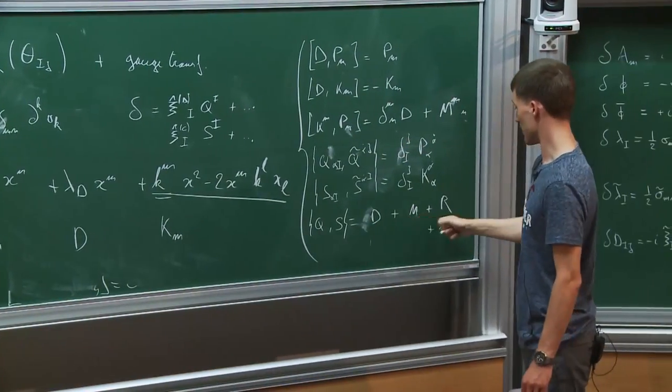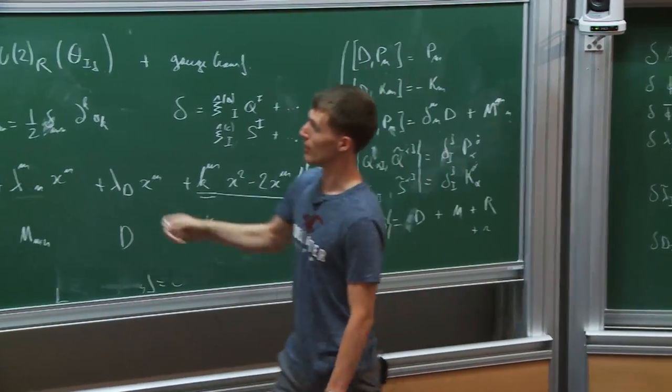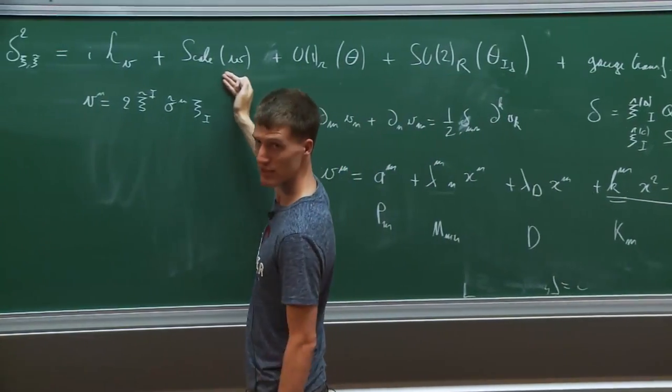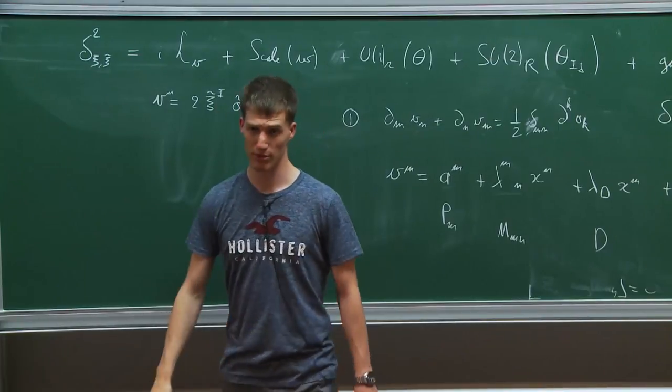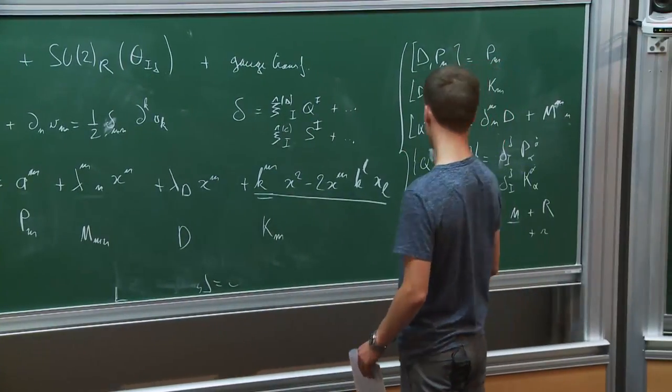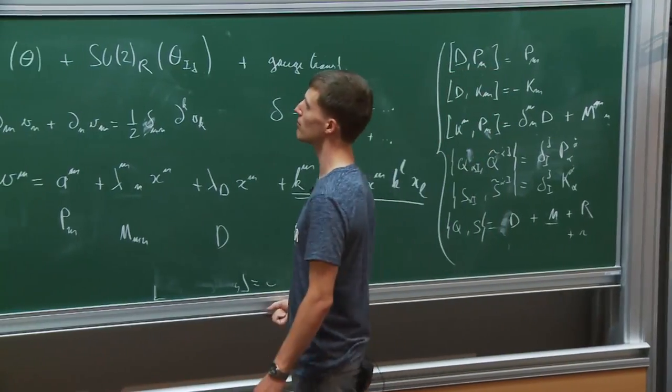And then the D, M, R and little r we had explicitly sitting here. The scale transformation was the D, and the V soaks up the M and the spatial action of D.